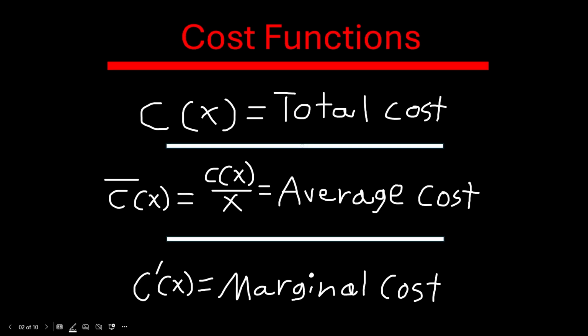Here are cost functions. As you can see, total cost is equal to C function of X. Average cost is equal to the total cost over X, which also equals the total cost with this dash above. And marginal cost equals C prime function of X. Now I want you to remember these for our upcoming problem.